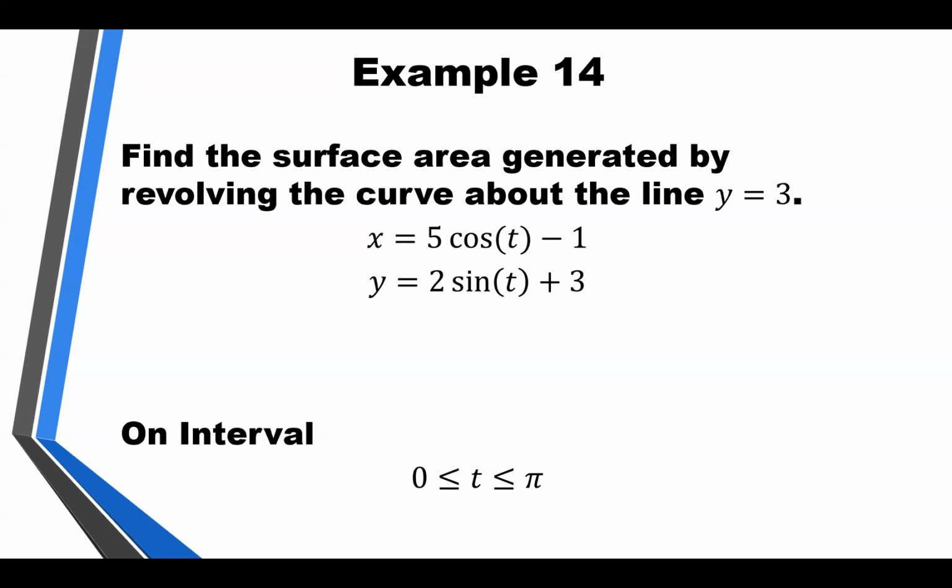Let's do one more. Let's find the surface area generated by revolving the curve around the line y equals 3. Here our curve is x equals 5 cosine t minus 1, y equals 2 sine of t plus 3 on the interval from 0 to pi. Now you can imagine what's going on here. We already know that this is an ellipse, and the center of the ellipse is at the point -1, 3. So we're revolving it around the center, and this is the top half.